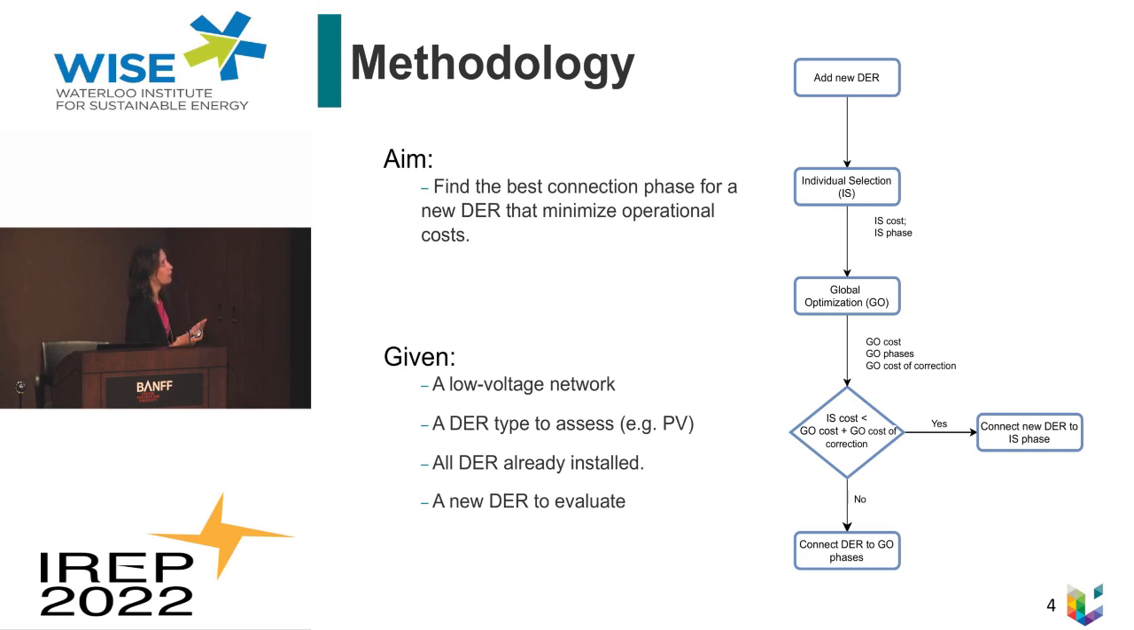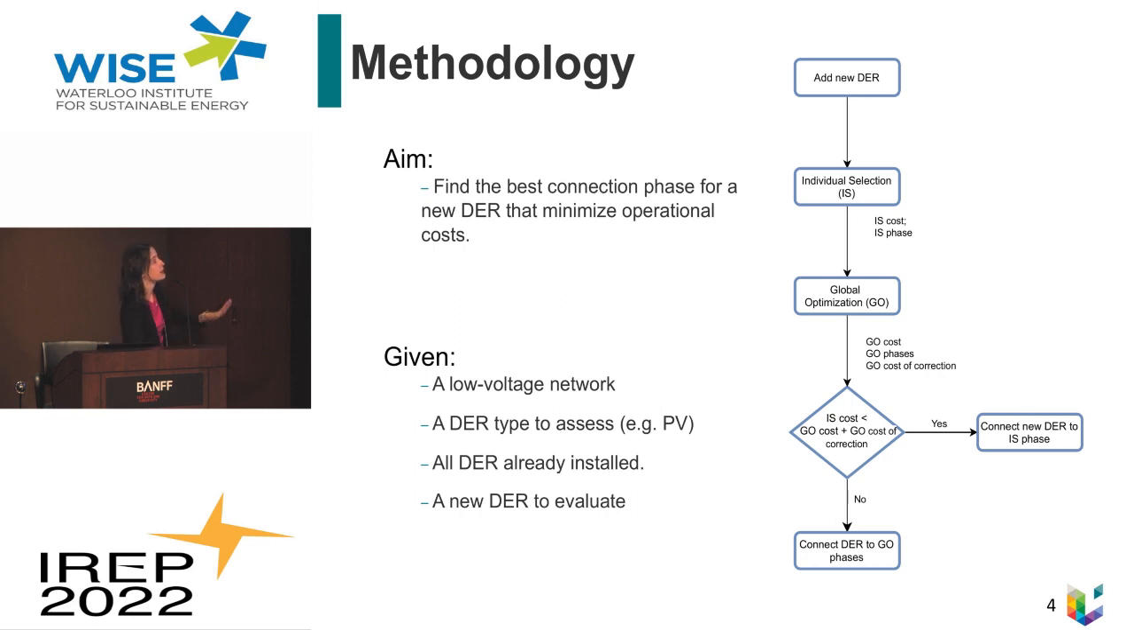So what do we need for our methodology? We need a low voltage network, so this is a lot of data we need. We need the topology, we need the impedances, and we need a DER type to assess. For later, we'll talk about PVs. So the test case will be on PVs, but you can use anything. We need all the DER that were previously installed. So this is also data that we need, and the new one you want to install.